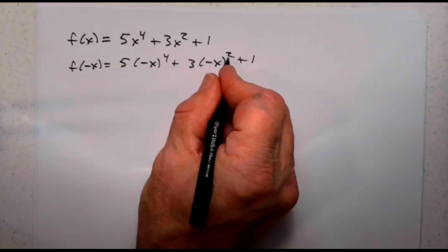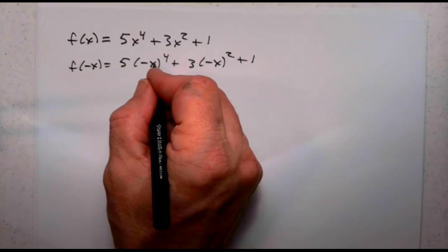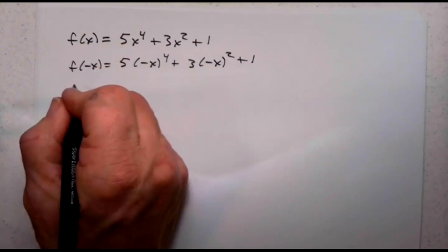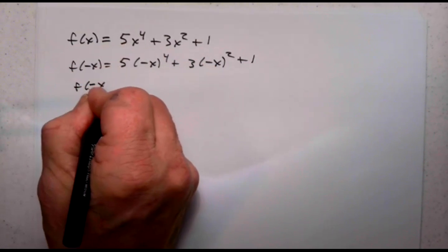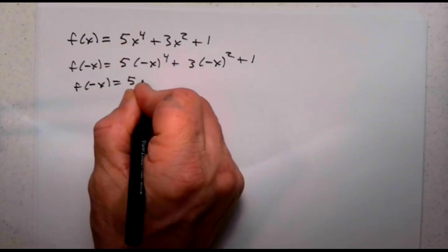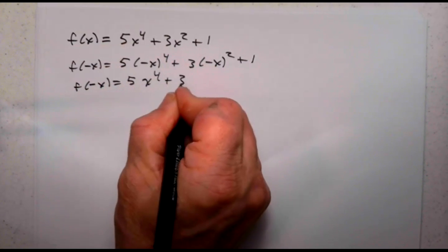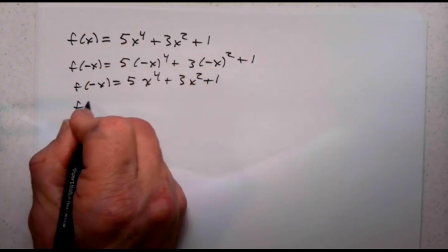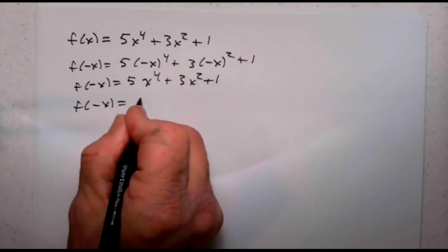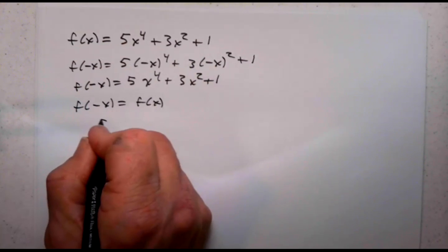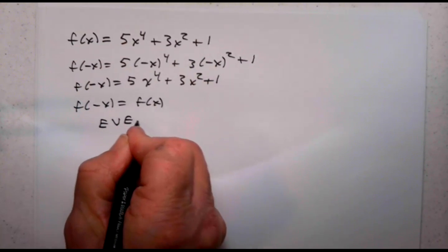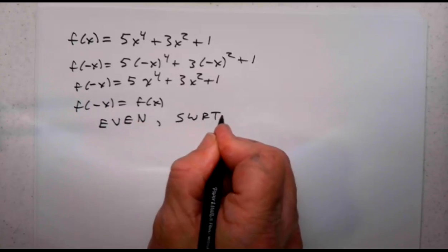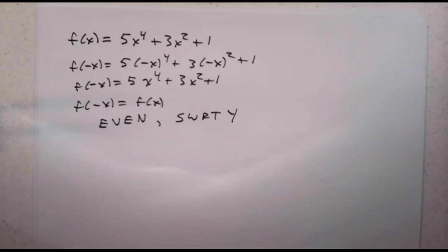But negative x times negative x is positive x squared. Same thing, negative x, negative x, negative x, negative x will be positive x to the fourth. So I get f of negative x is 5 times positive x to the fourth plus 3 times positive x squared plus 1, which is the same thing as f of x. When that happens, we say that the function is even. The graph should be symmetric with respect to the y-axis.